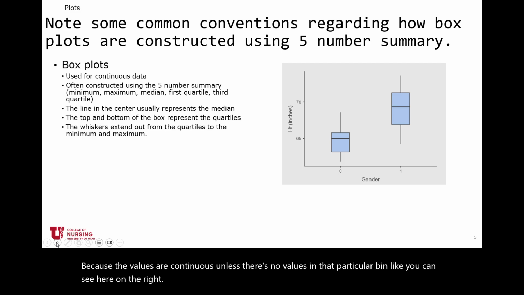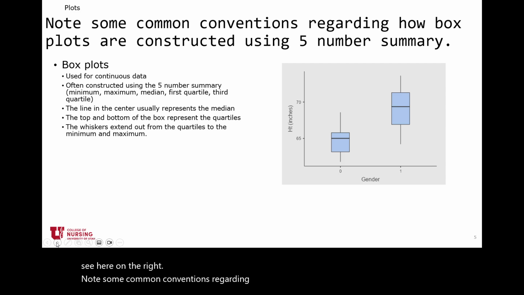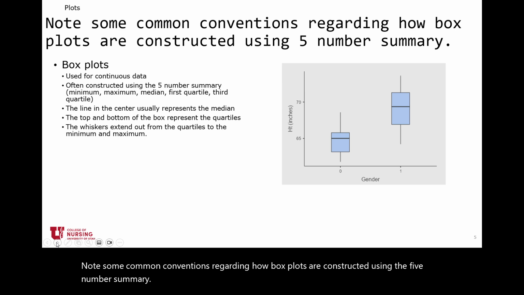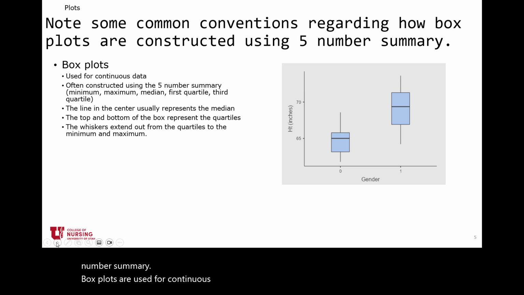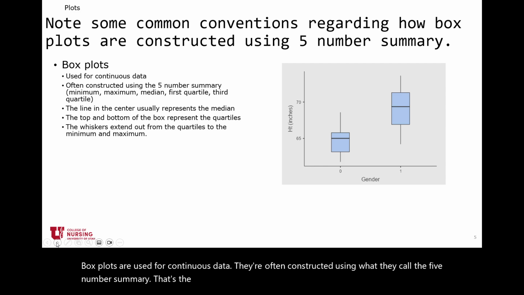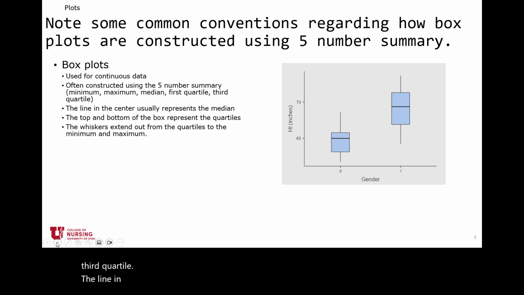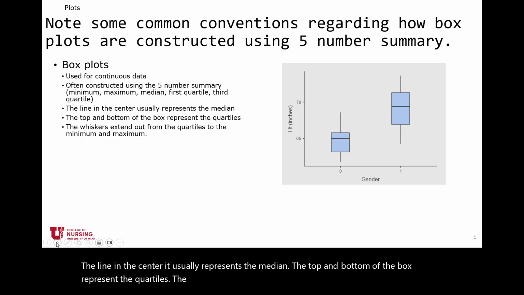Note some common conventions regarding how box plots are constructed using the 5-number summary. Box plots are used for continuous data. They're often constructed using what they call the 5-number summary. That's the minimum, the maximum, the median, the first quartile, and the third quartile. The line in the center usually represents the median. The top and bottom of the box represent the quartiles. The whiskers extend out from the quartiles to the minimum and the maximum.